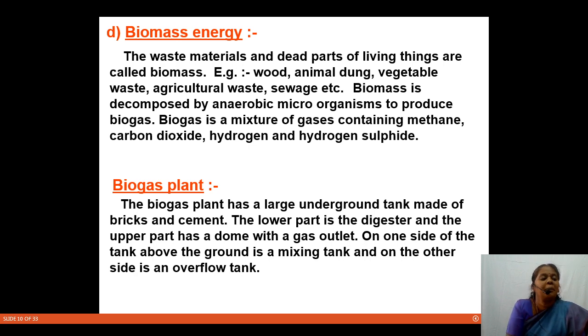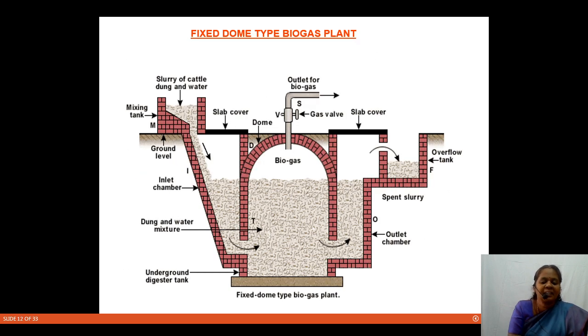A biogas plant is an underground tank made up of bricks and cement. Okay, now I'll show the diagram, then afterwards I'll come back here. You can see this is the schematic diagram for the dome type of biogas plant, which is given in the syllabus, children. So this is a biogas plant. You can see the shape is a dome here.